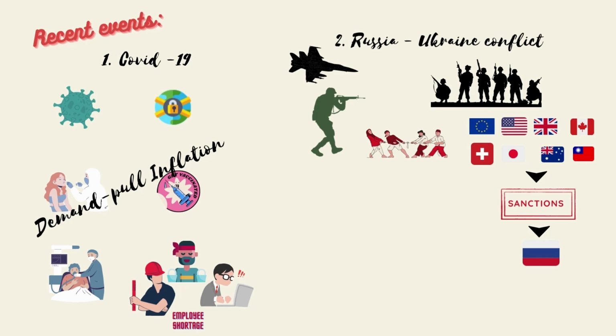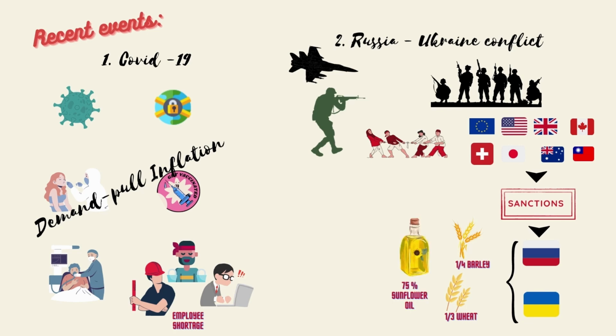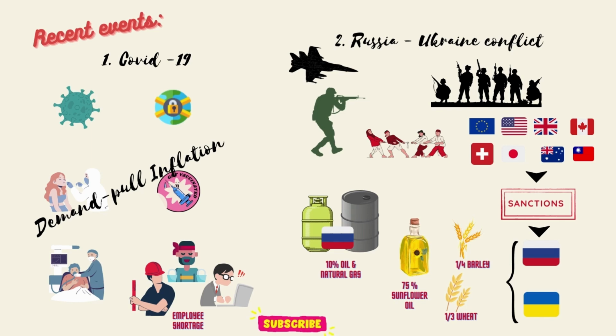What does that mean? Ukraine and Russia account for about a third of the world's wheat and a quarter of barley production, not to mention some 75% of the sunflower oil supply. Russia accounts for well over 10% of global oil and natural gas production. This is cost push inflation.